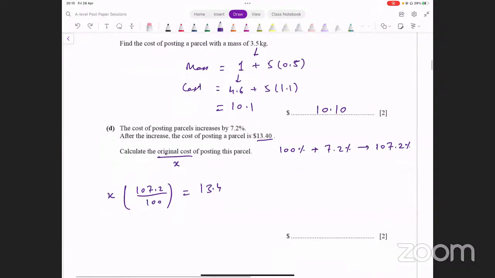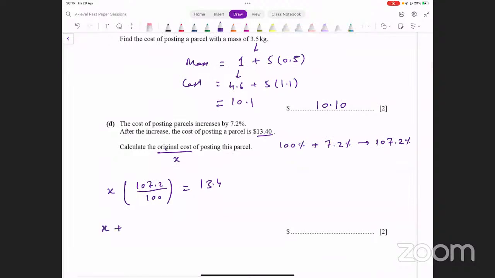Another way of doing this could be X plus 7.2% of X. That's the same thing. That gives you 13.4. Whichever way you do it, whatever you're more comfortable with. Solve this and you get the value of X. Let's figure this out. 13.4 multiplied by 100 divided by 107.2 gives me $12.5. So the original cost of posting this parcel should have been $12.5.